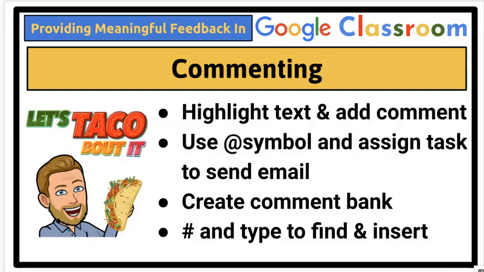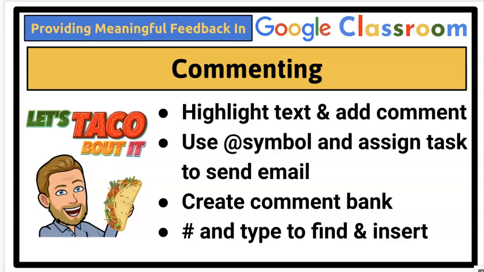Another way you can provide feedback in Google Classroom is through commenting. To do that, you highlight the text and you can just add a comment by typing it. You can use the @ symbol and then assign that task, and we'll also send an email to the person whom the task is assigned to, which might be particularly helpful if students are either cooperating on a project together and you want to have either a group member pick up a particular part of a task or have the students suggest that to another member within their group.